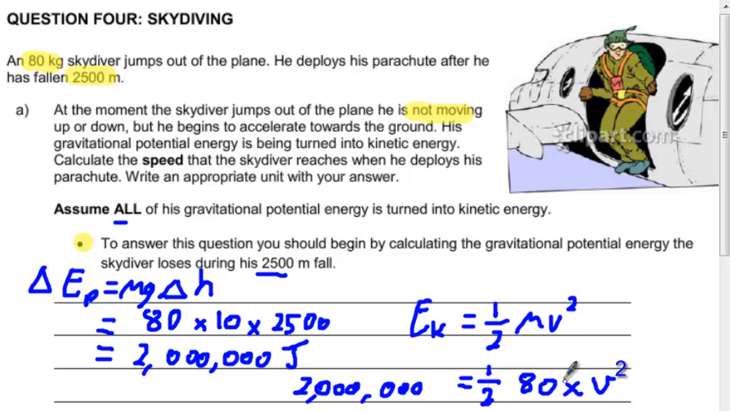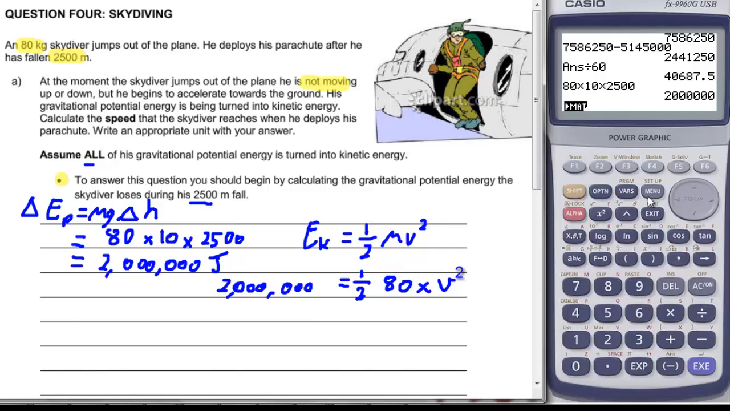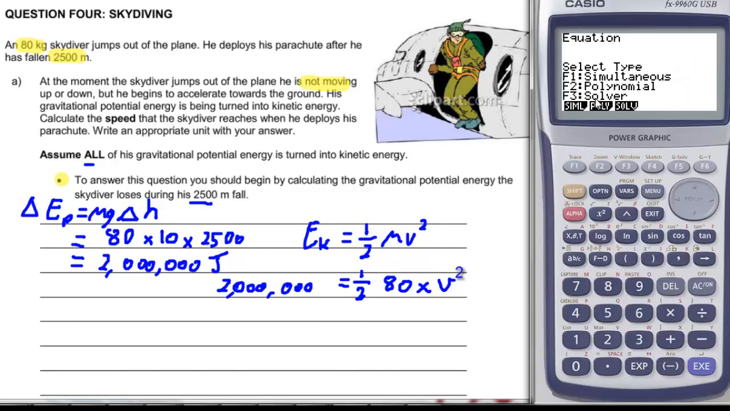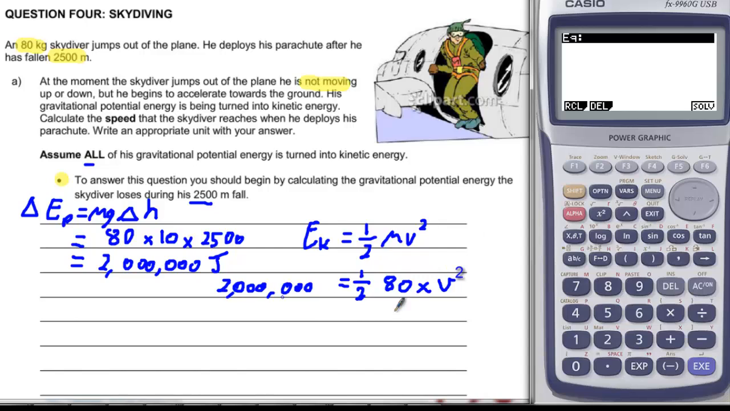So now how on earth do we rearrange this? So this is some crazy maths. One way is to use equation solver on our calculator. If we come over to menu, for those that are lucky enough to have a calculator like this, equation, and then we type it into solver, which is F3. And now we can simply type this in: 2 with 6 zeros, and we can go shift equals 0.5 times 80 times, now there isn't a v button, so we're just going to put x, because that's what we do in maths, x squared. Come down to execute and to solve, and there we go, there's our answer. The velocity is 223 meters per second.